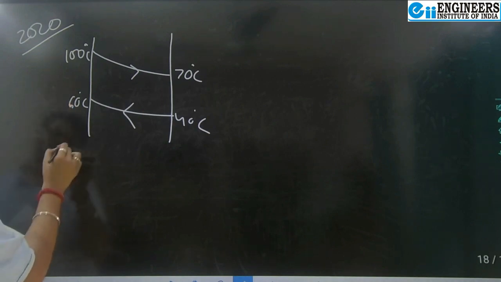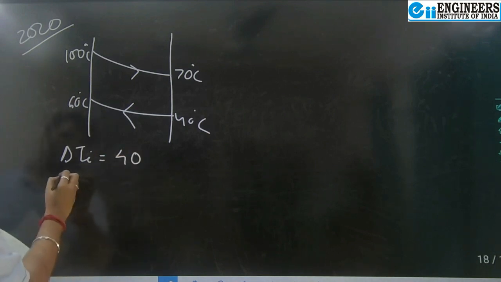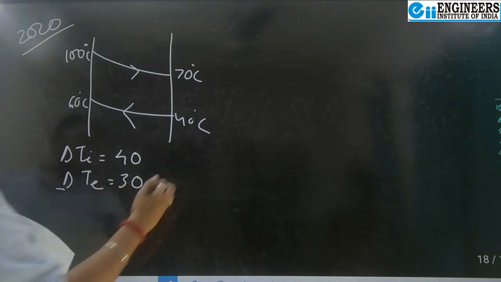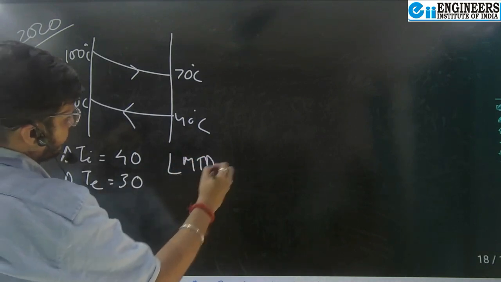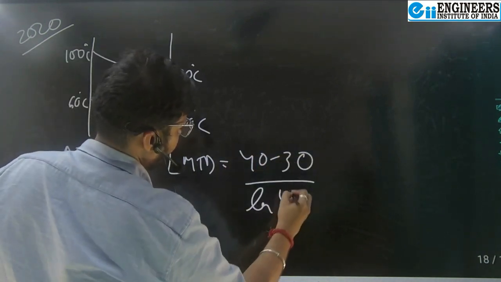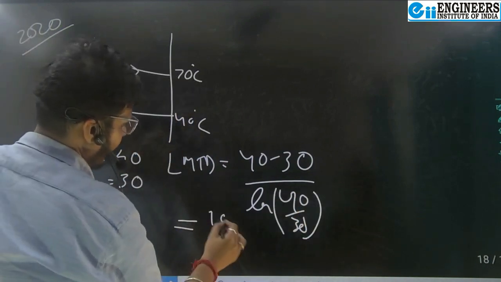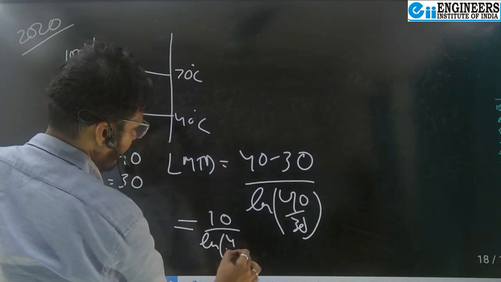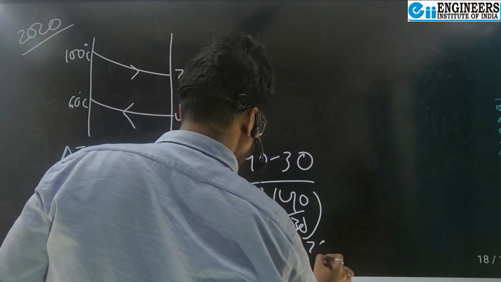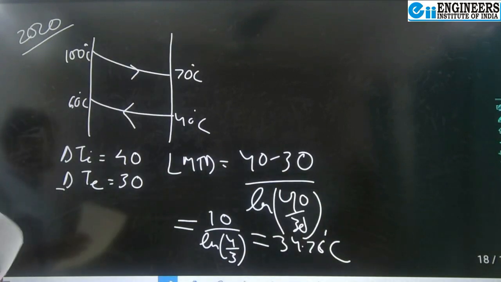Here delta Ti is 100 minus 60, which equals 40. Delta Te is 70 minus 40, which is 30. Then the LMTD is (40 minus 30) by ln of 40 by 30, which equals 10 by ln of 4 by 3. That comes to around 34.76 degrees Celsius. See how simple and direct this question was from the LMTD estimation.